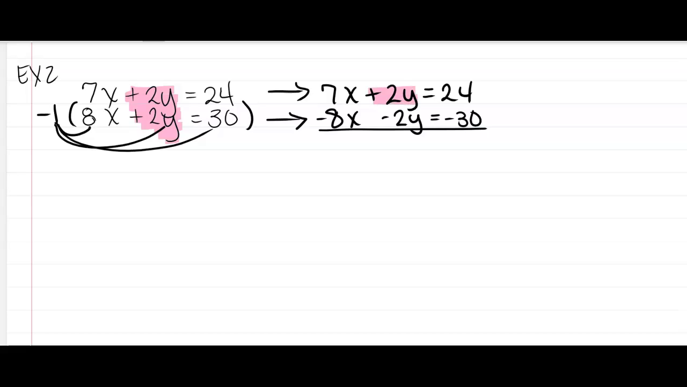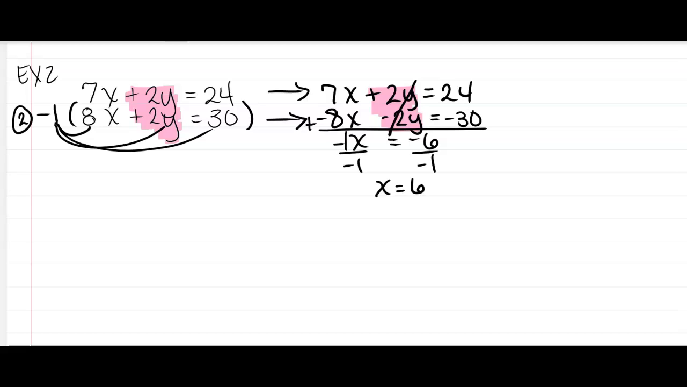So now our y's are complete opposites of each other. So that means that we cancel them. And we're going to be adding vertically. So we get negative x, or negative 1x, is equal to negative 6. We divide by negative 1, and we have our x value of positive 6.